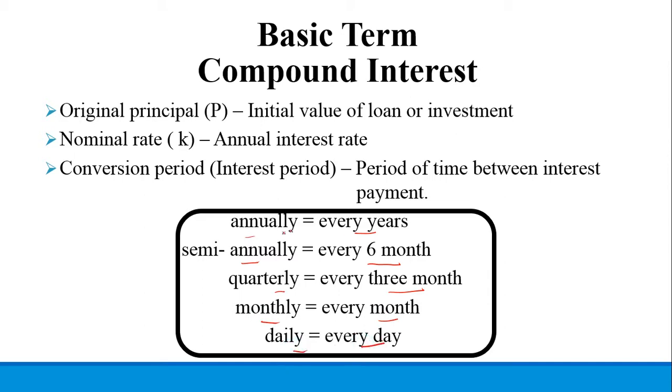Annually adalah setahun, 1 tahun. Semi-annually adalah setengah tahun, jadi setiap 6 bulan dia akan bayar. Quarterly adalah 4 kali, maksudnya 3 bulan sekali selama setahun. Monthly adalah setiap bulan. Daily adalah setiap hari.